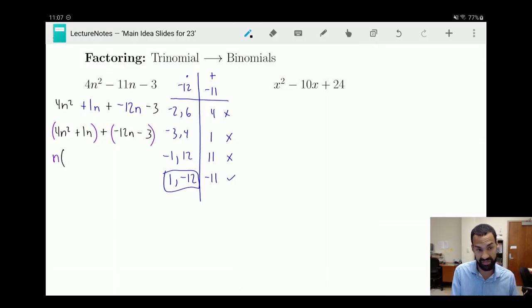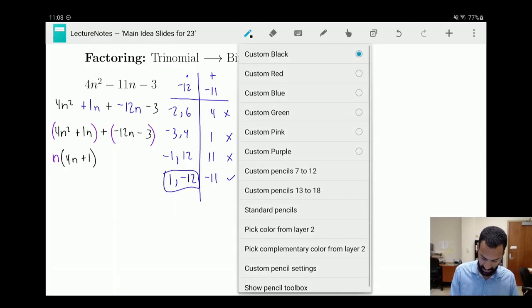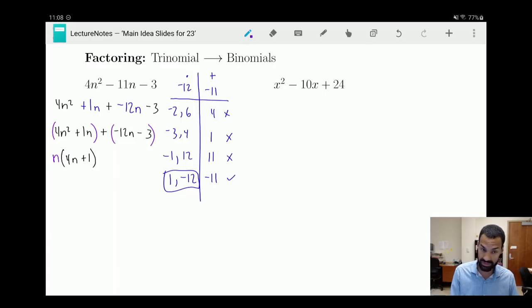Now let's say I factor that n out. If I divide 4n squared by n, that's n to the first power, so subtract 2 minus 1 and get the first power again. I get 4n. If I divide this one by n, the n's cancel and leave me with just plus 1.